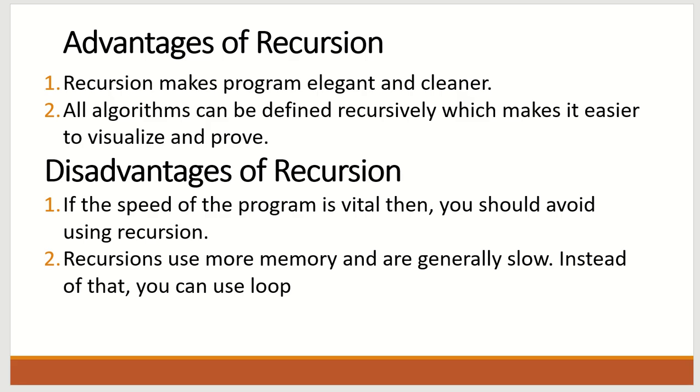Okay. And the advantage of recursion is that recursion makes the program elegant and cleaner. All the algorithms can be defined recursively, which makes it easier to visualize and prove. That is the advantage. And the disadvantage of recursion is if the speed of the program is vital, then you should avoid using what? Recursion. Recursion uses more memory and is generally very slow. Instead of that, you can use what? A for loop or any kind of loop. So that is all about call by value and call by reference, and also the recursion function. Thank you everyone.